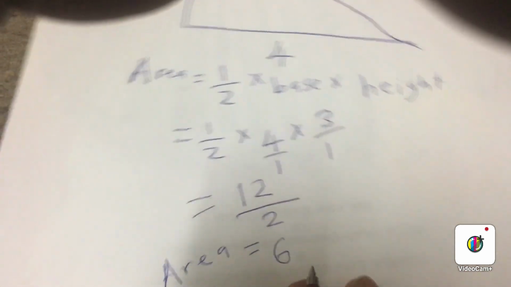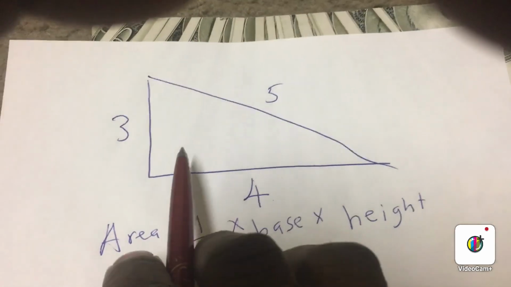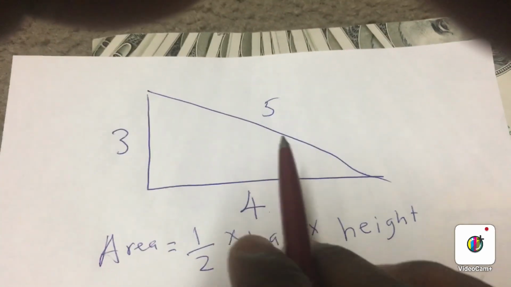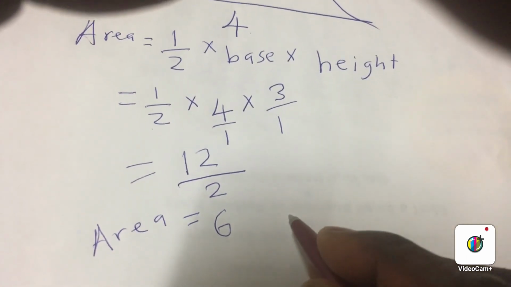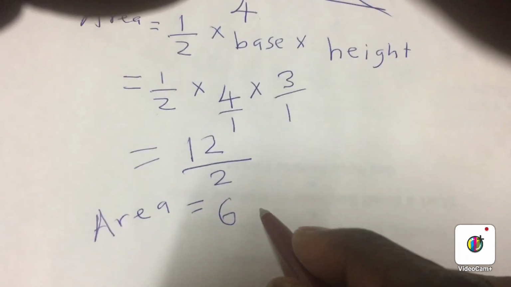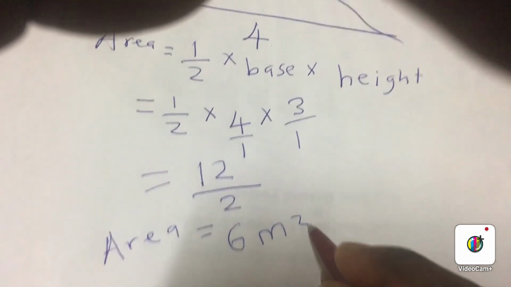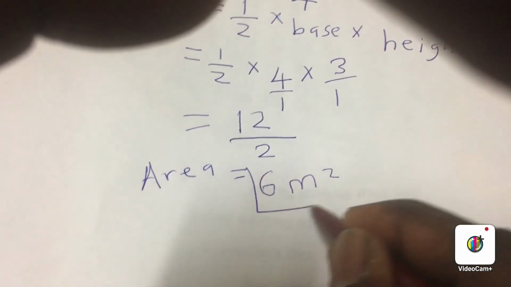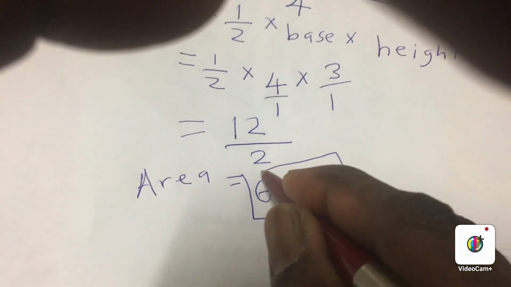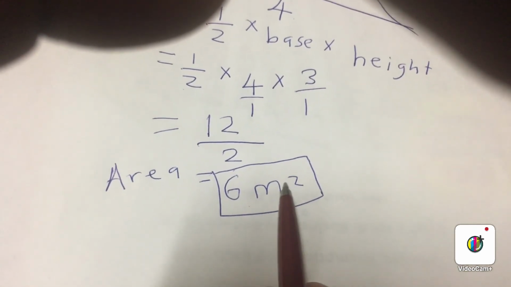Now, they did not tell us whether this is cm or inches or meters, so we just leave it where it is, or we can just assume that it is meters. We have m squared. So that means this is our area right here for this triangle: 6 squared meters.